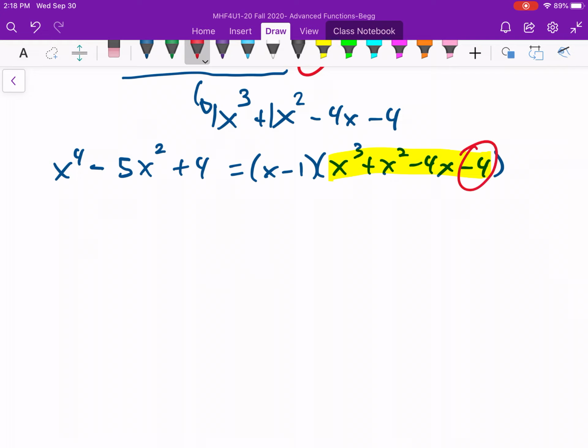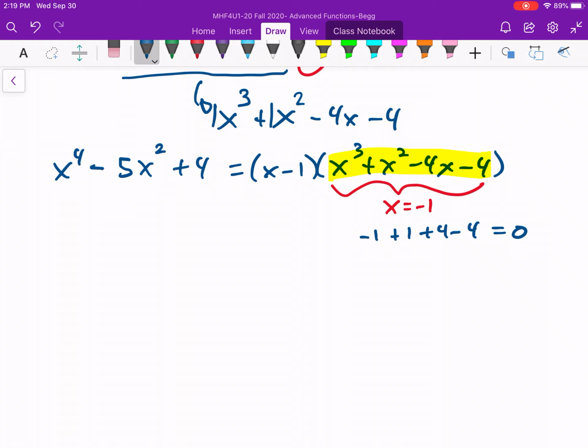Looking at my constant term again, it's still 4, so I know I can use plus or minus 1, plus or minus 2, plus or minus 4. I've already used positive 1, so let's try negative 1 this time. So if I stick negative 1 in here, if x equals negative 1, what happens? Well, I'll get negative 1 plus 1 plus 4 minus 4 equals 0. So I get that's another factor. X plus 1 is another factor, meaning that x equals negative 1 is another zero.